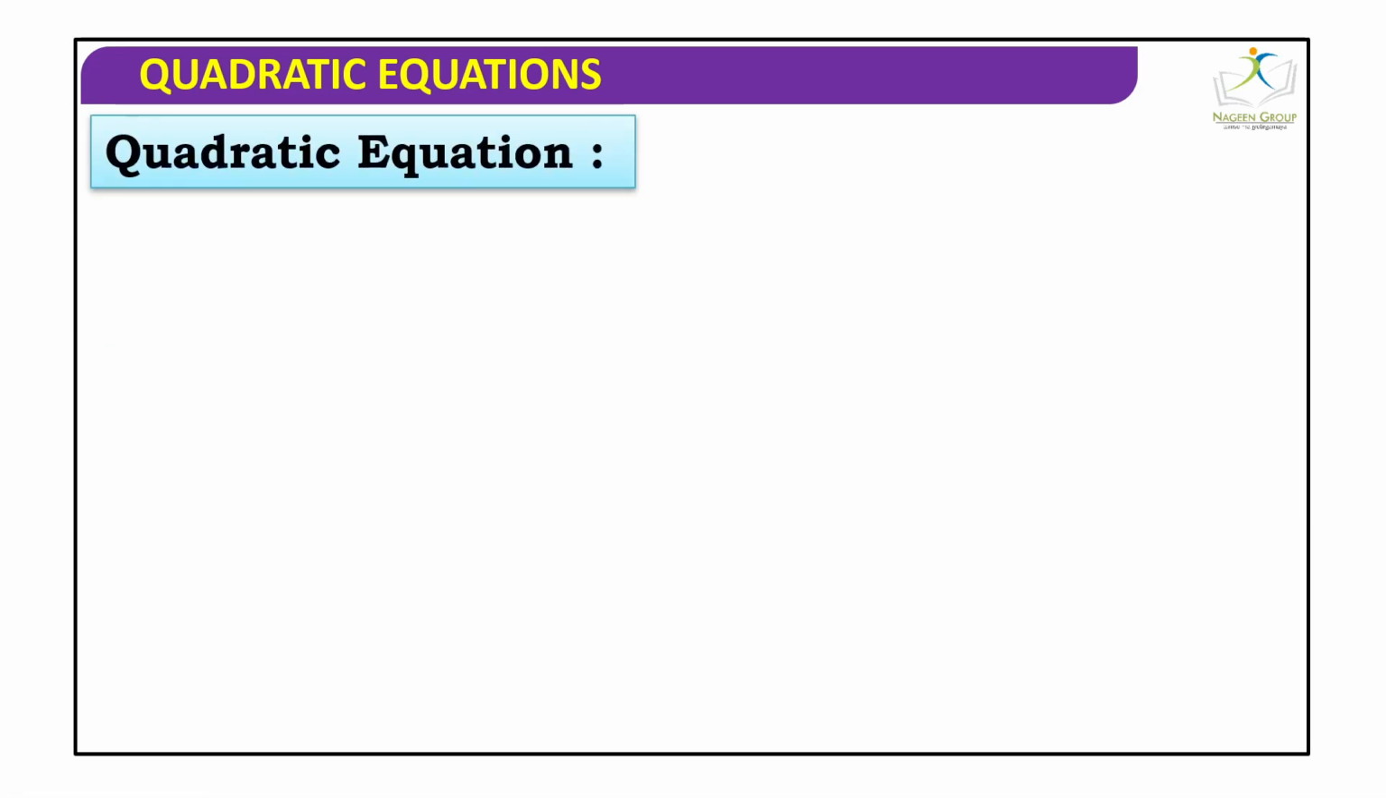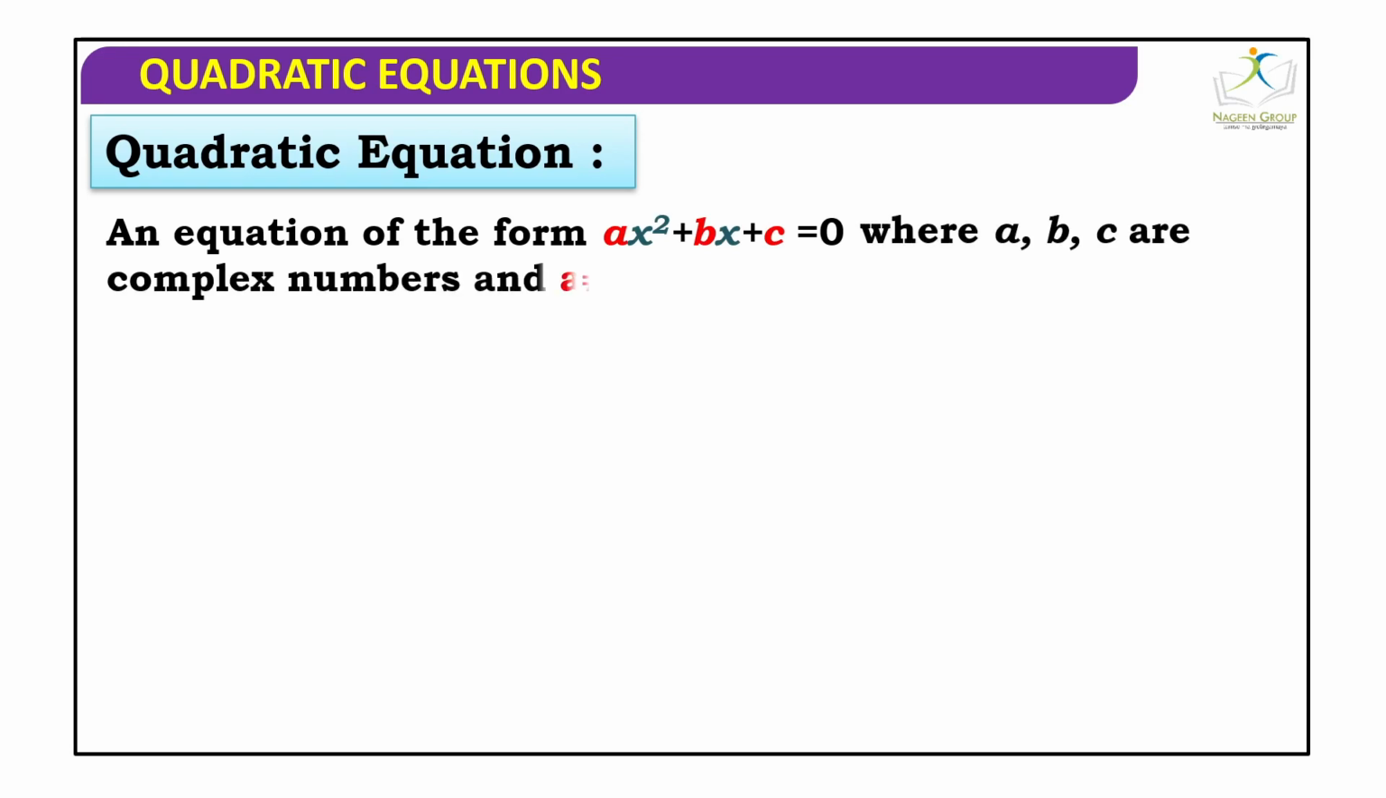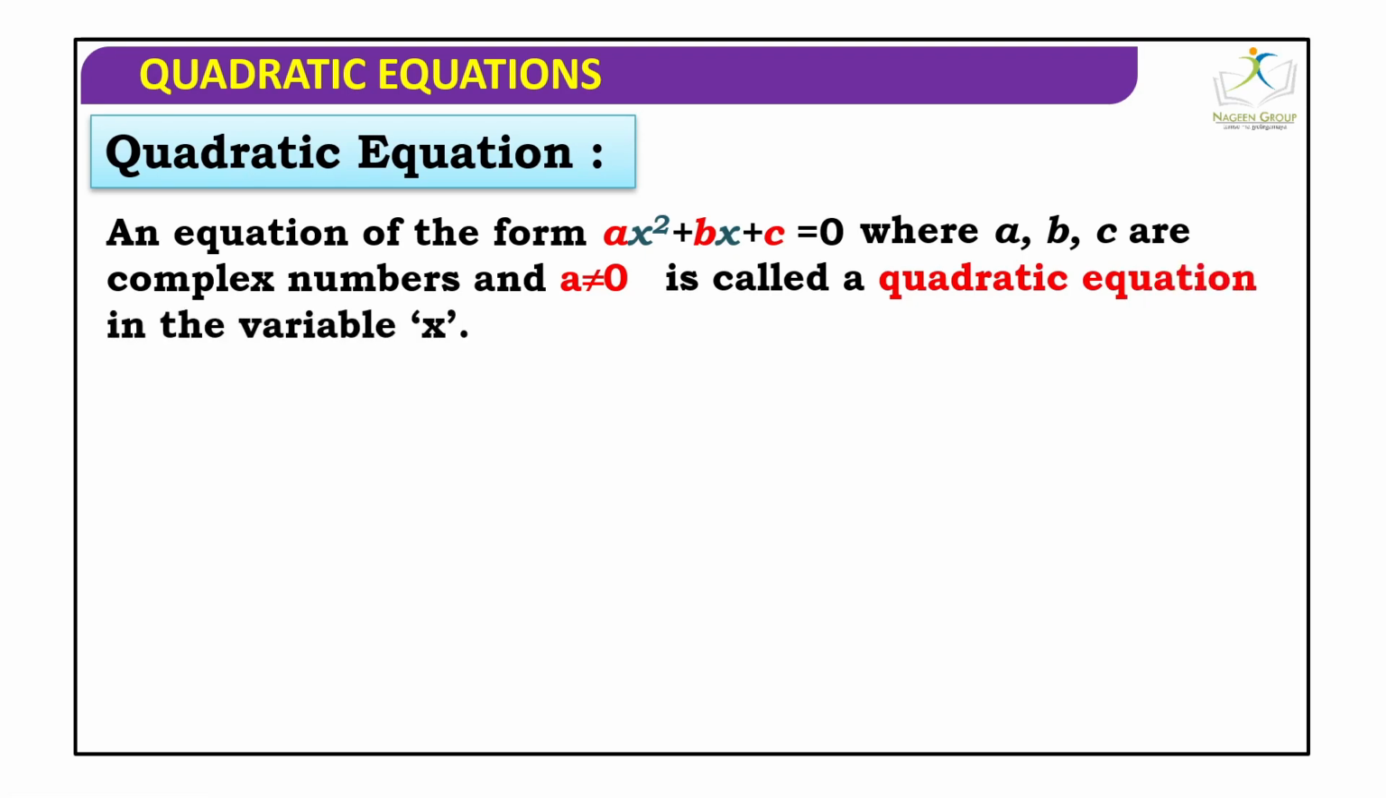Now, a quadratic equation is an equation of the form ax square plus bx plus c equal to 0, where a, b, c are complex numbers and a is not equal to 0. There we studied the quadratic expressions and here we are dealing with equations. So an equation must have a right hand side and a left hand side. It must be equated to something. Now this complete expression is equating to 0. What is this whole value equal to? It is equal to 0. Now it is called a quadratic equation in the variable x, right?